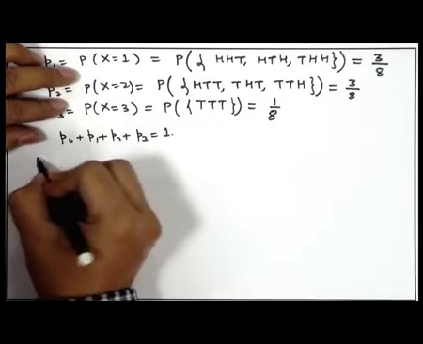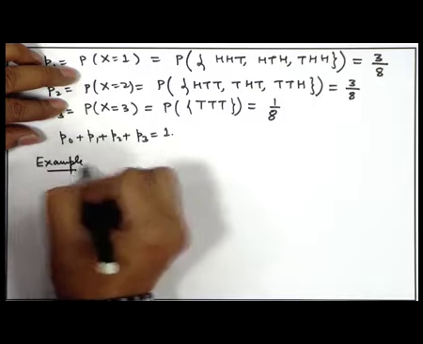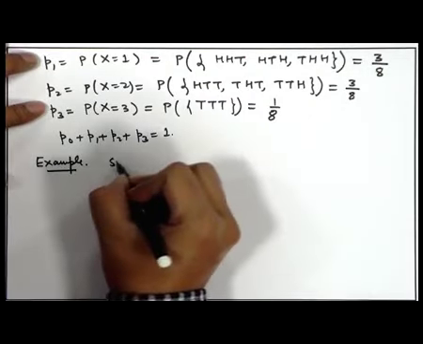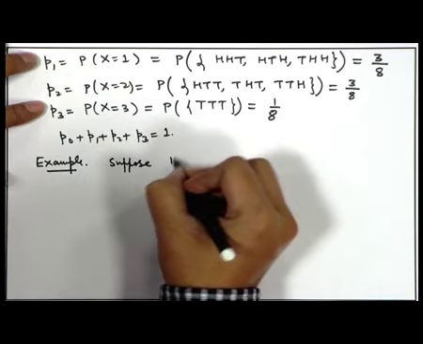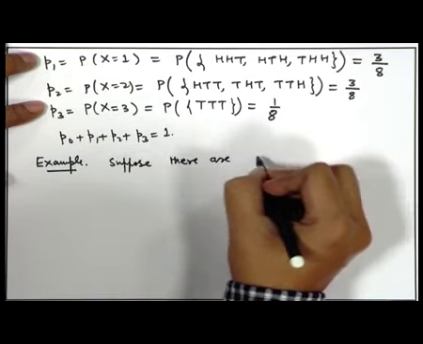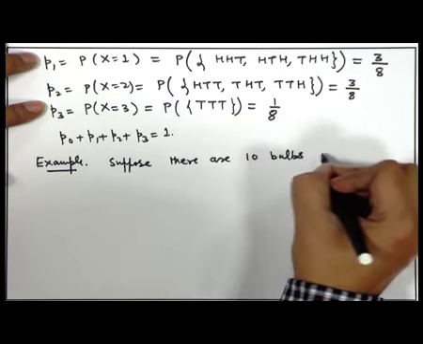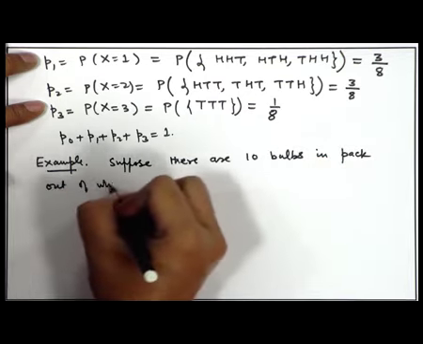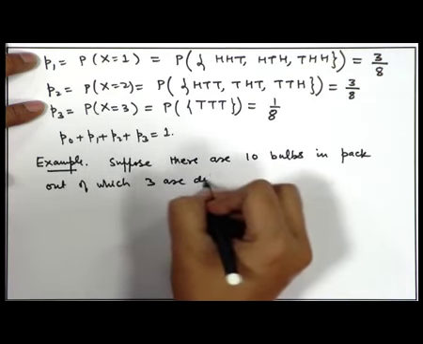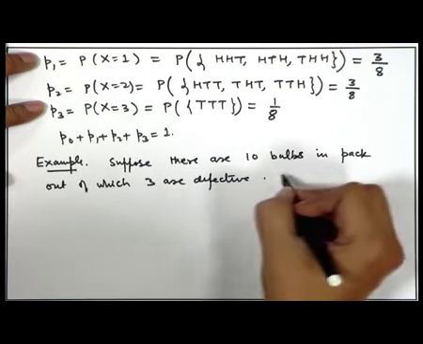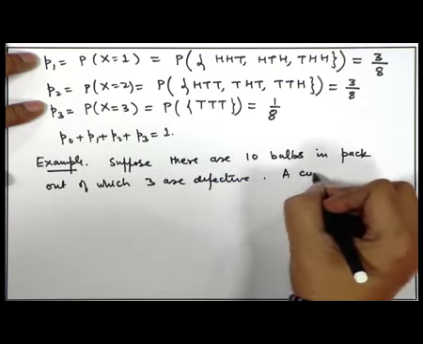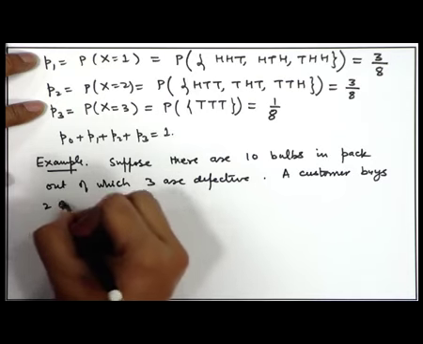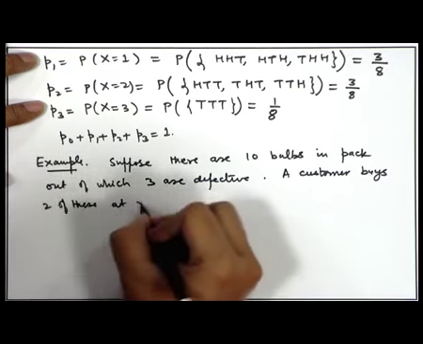Let me take another example. Suppose there are 10 bulbs in a pack, out of which 3 are defective. A customer buys 2 of these at random.